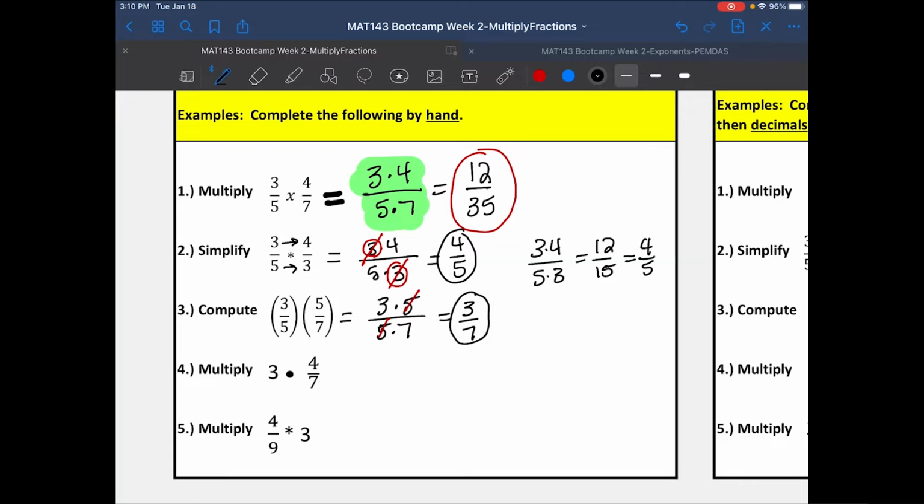All right, looking at problem number 4, we have a whole number times a fraction. So when that happens, let's write our whole number as a fraction. We're just going to write that 3 over 1. So this is going to be 3 times 4 over 1 times 7. I see no common factors between my numerator and denominator. So this is going to give me 12/7.